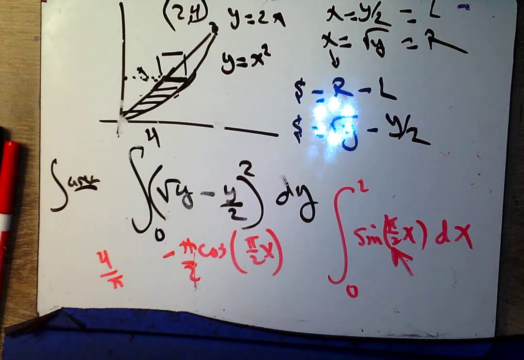And finally, part A, where we were looking for the area of R, that was just a top minus bottom kind of thing.